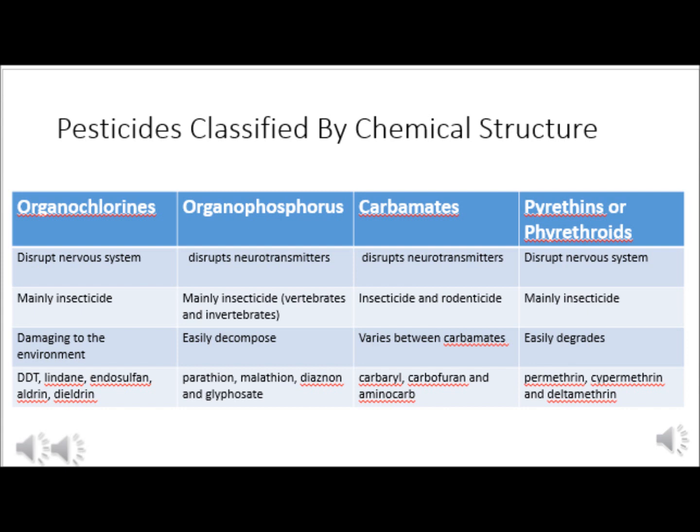Pyrethrins are an interesting group of pesticides. Pyrethrins are naturally occurring and are found in pyrethrum flowers. Pyrethroids are synthetic versions of these pyrethrins. They are mainly used as insecticide, and they degrade easily in their environments when they are exposed to light.